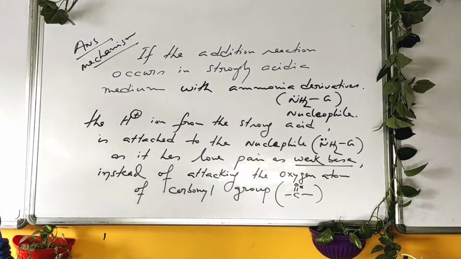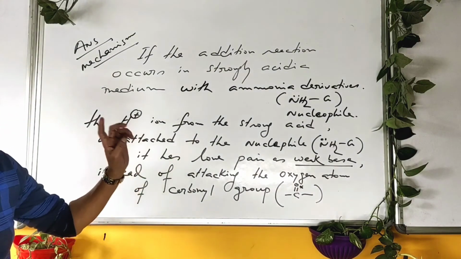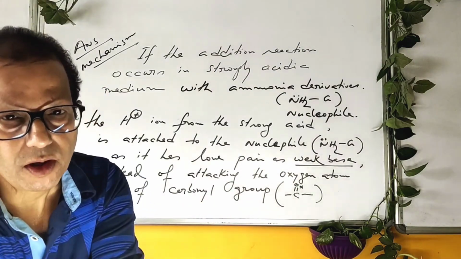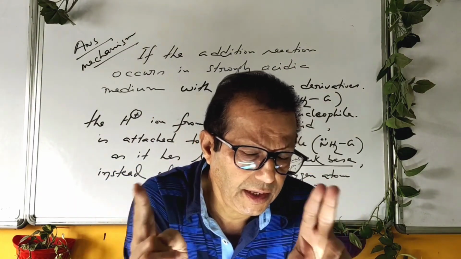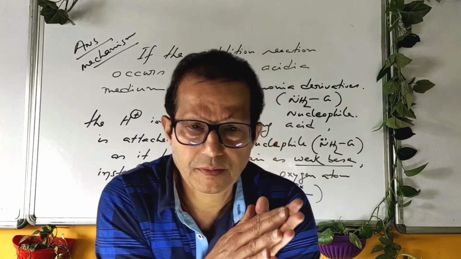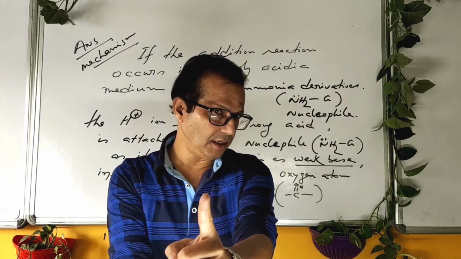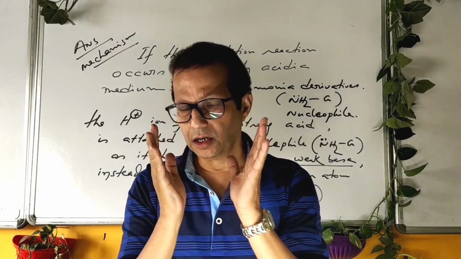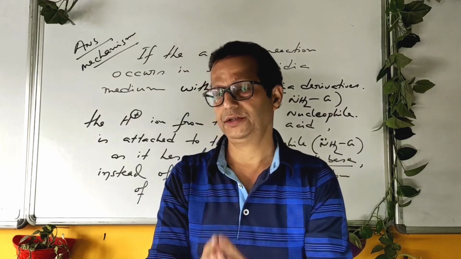Write it. Now, listen. When a nucleophilic addition reaction takes place between ammonia derivatives and aldehydes or ketones, the reaction should occur in weakly acidic medium because the keto group, C double bonded O, becomes polar very fast.